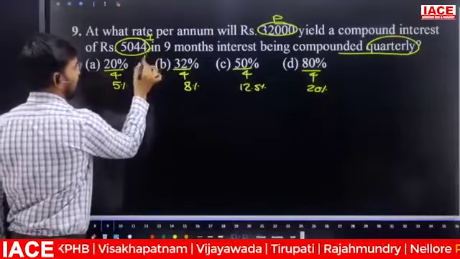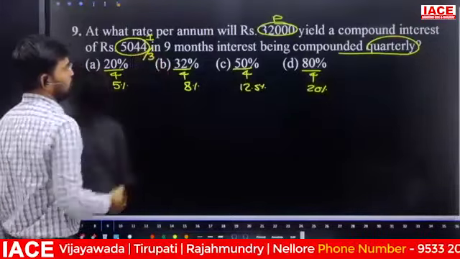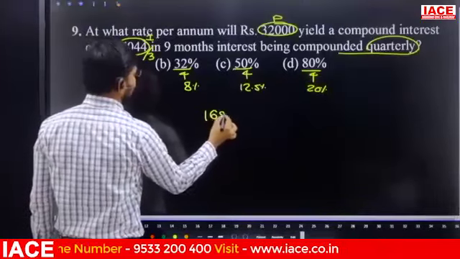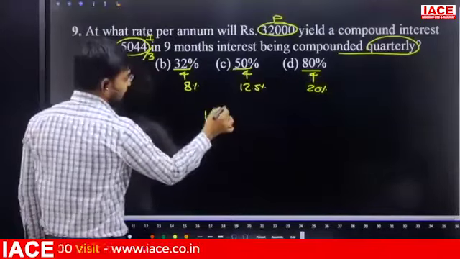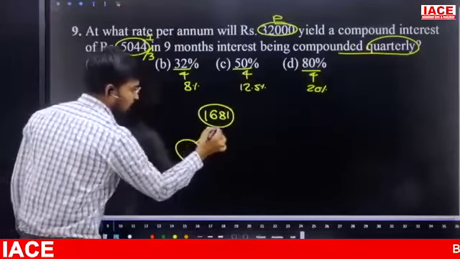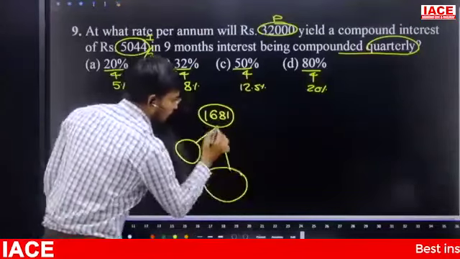First of all, try to find the average. Average is 5044 by 3, so the average interest is 1681.33. So 1681.33 is the average of the 3 quarters' interest: the first quarter interest, the second quarter interest, and the third quarter interest.